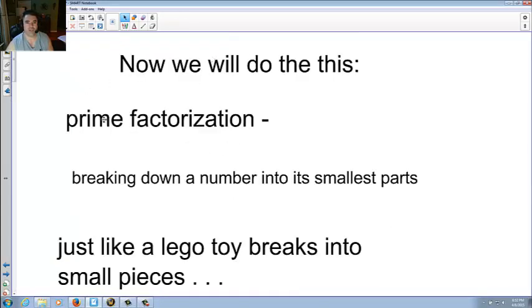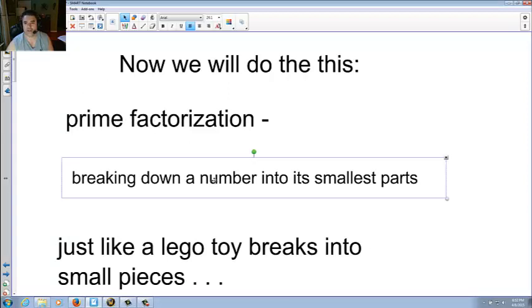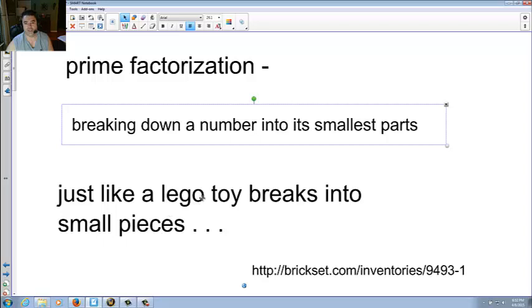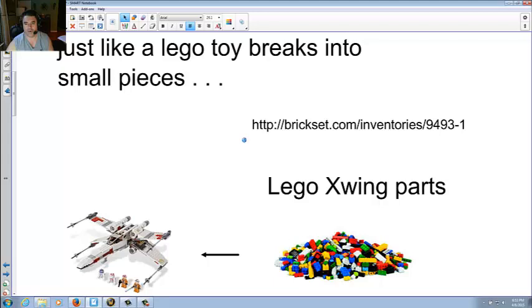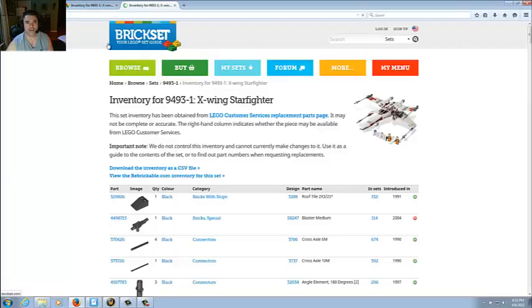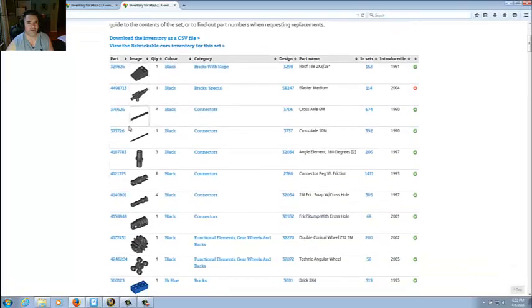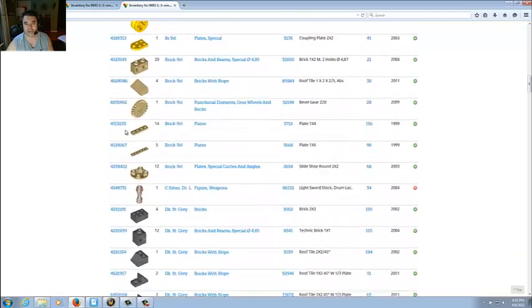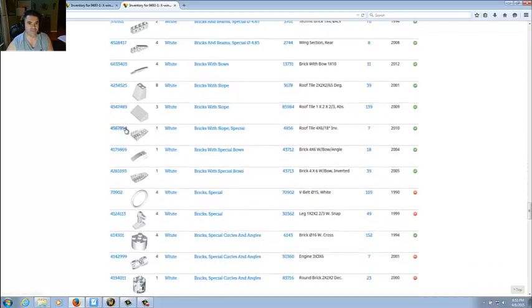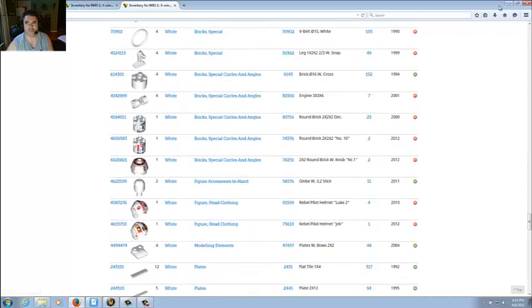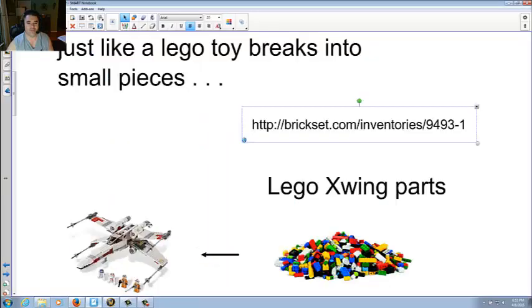Now we're going to do a thing called prime factorization. Prime factorization is simply breaking down a number into its smallest parts, just like a Lego toy breaks into smallest pieces. As you see here, all these parts of these Legos will turn into an X-Wing fighter. And if you don't believe me, we can actually take a look here at Brickset, and you'll see all the different pieces you would need to combine to make said Lego X-Wing for Star Wars, if you're not sure what that means. Back to what we were doing.